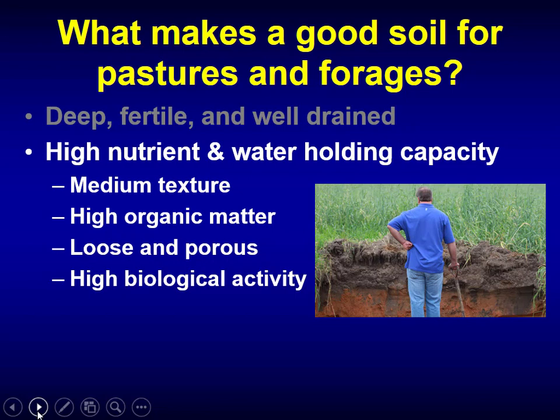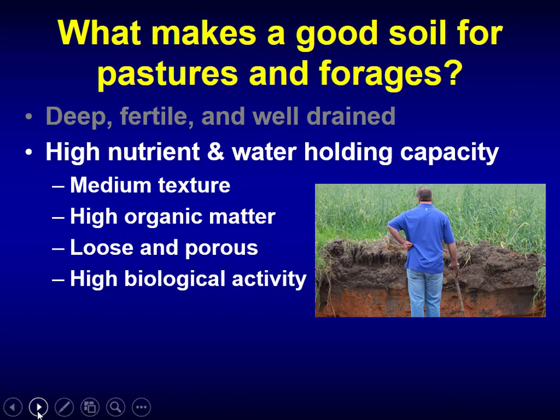We want high organic matter, and we want it to be loose and porous. We want it to have good structure. So when we break it up, instead of being all small pieces, it comes out kind of in aggregates or clumps. And we want to have high biological soil activity. So all those things that we talked about on one of the first slides we looked at.